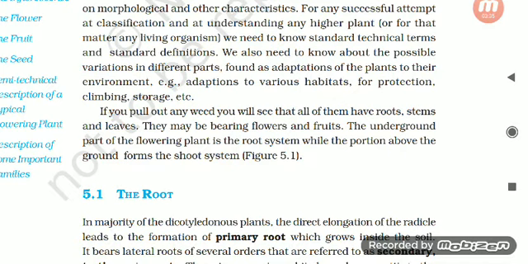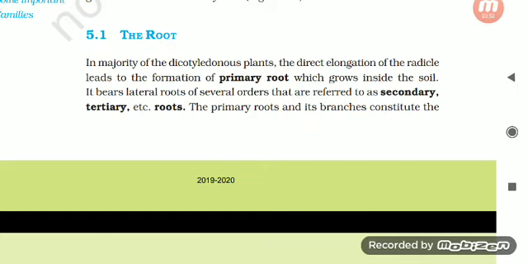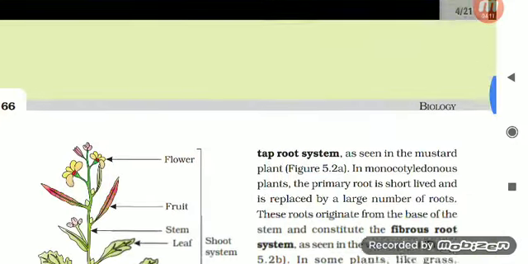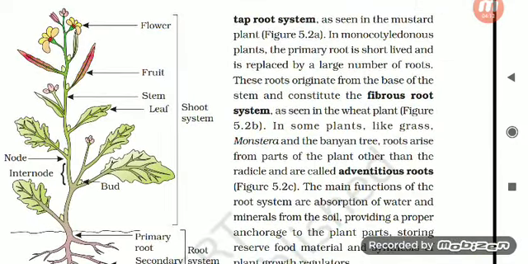If you pull out any weed, you will see that all of them have roots, stems, and leaves. They may be bearing flowers and fruits. The underground part of the flowering plant is the root system, while the portion above the ground forms the shoot system. 5.1 The root. In the majority of dicotyledonous plants, the direct elongation of the radicle leads to the formation of the primary root, which grows inside the soil. It bears lateral roots of several orders that are referred to as secondary, tertiary, etc. roots. The primary root and its branches constitute the taproot system, as seen in the mustard plant.